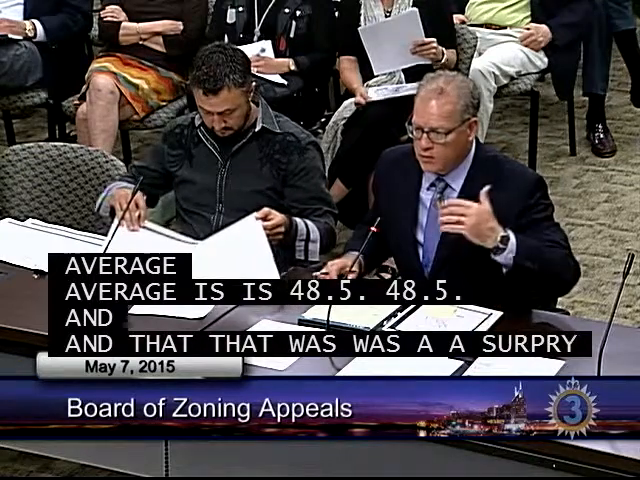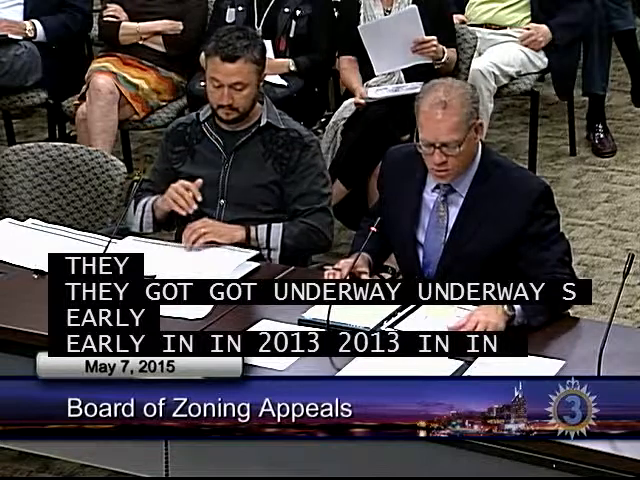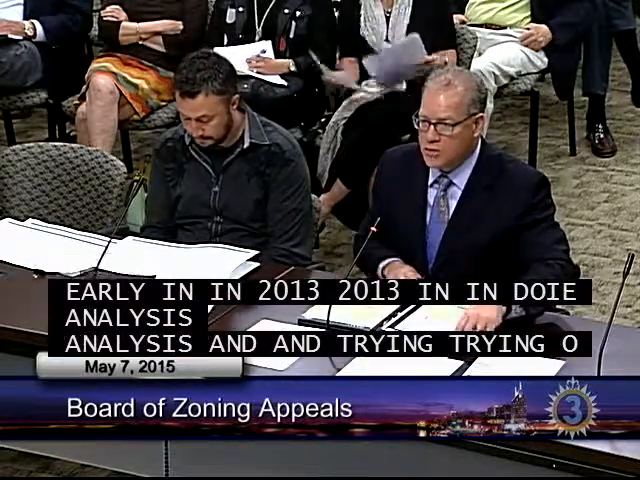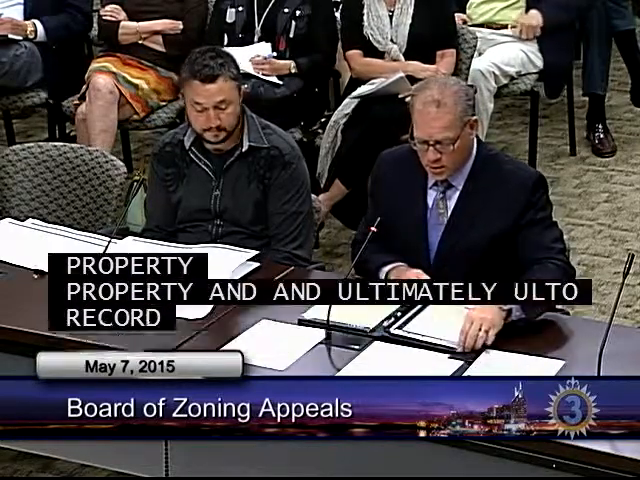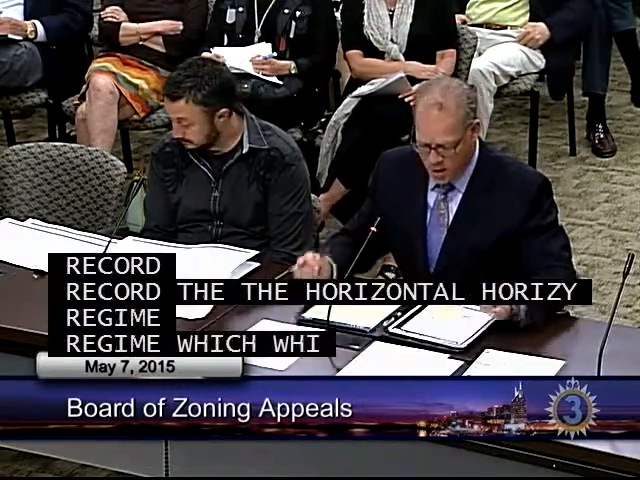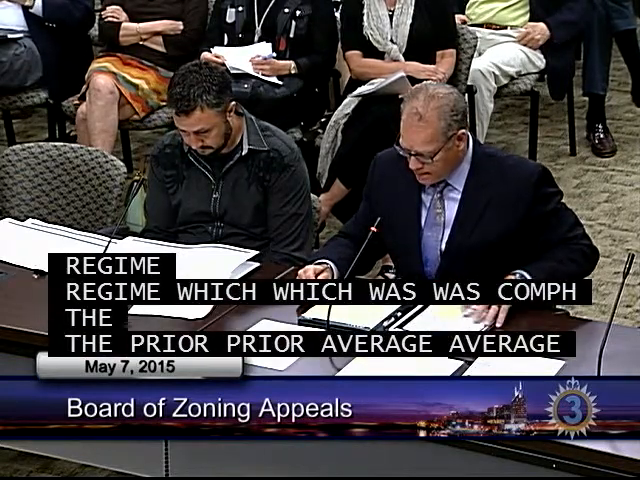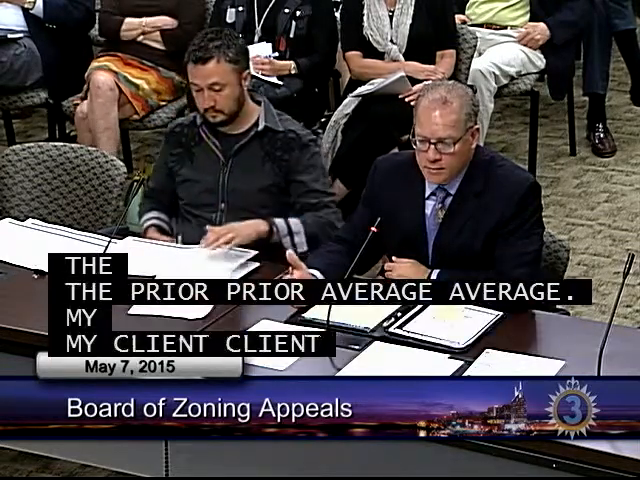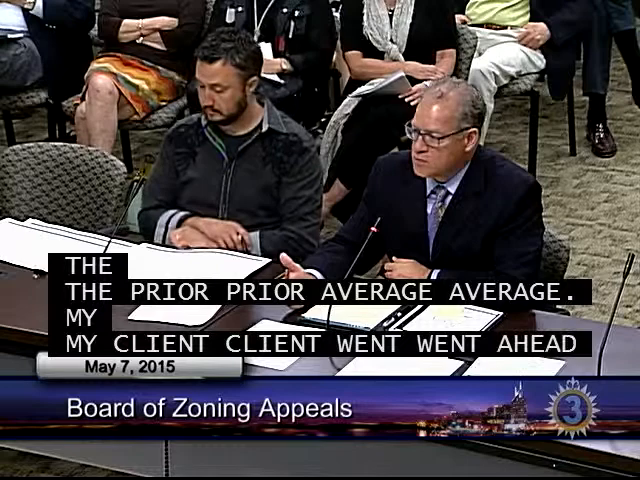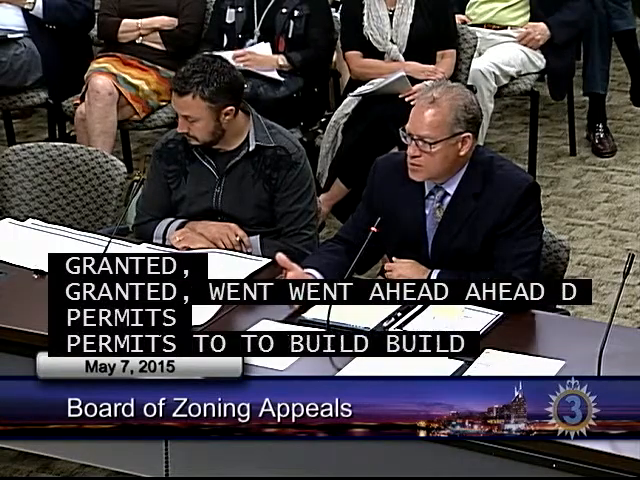They got underway with this early in 2013, doing the site analysis and trying to determine how to position the homes on the property, and ultimately put to record the horizontal property regime, which was compliant with the prior average setback. My client, maybe concerned that the variance being requested will not be granted, went ahead and obtained permits to build pursuant to the average setback, which is 38.5.